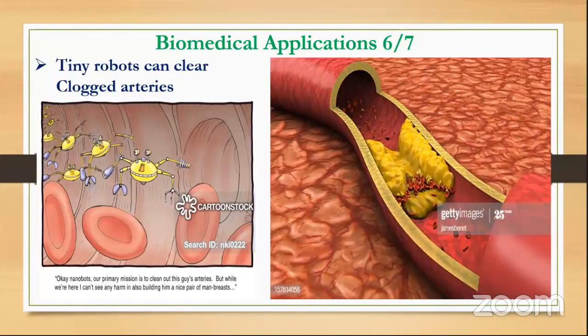See here, by using these tiny nano robots, what happened? They clear the blood clots in the arteries by using nanotechnology. It's a hot topic today in the entire world, nano robots for cleaning of the arteries, cleaning of the blood clots in the arteries.